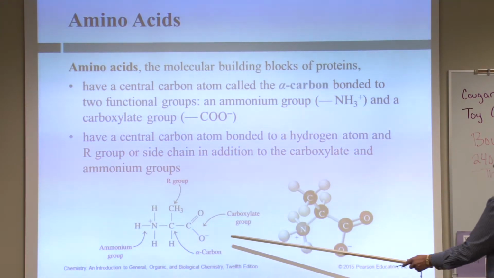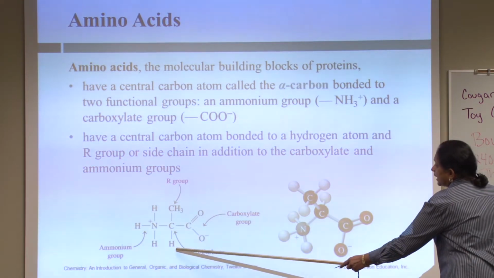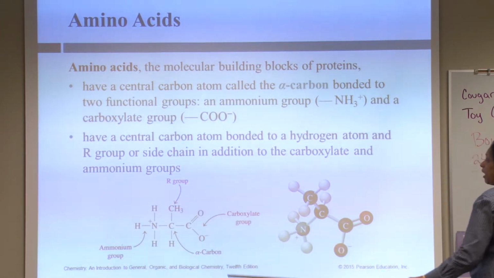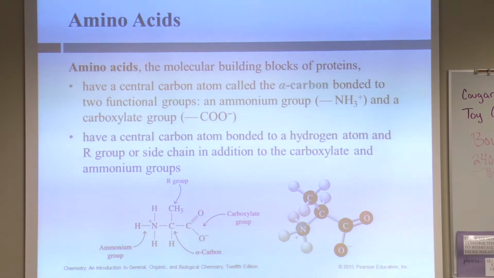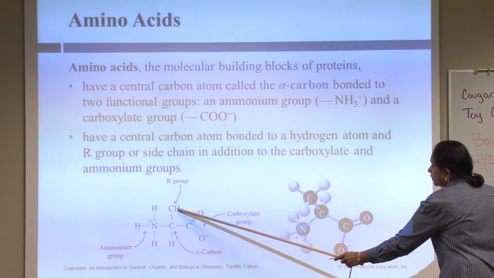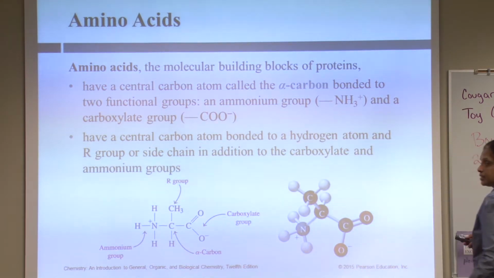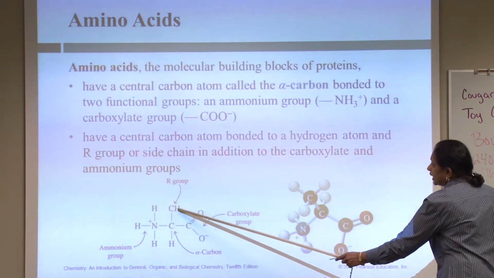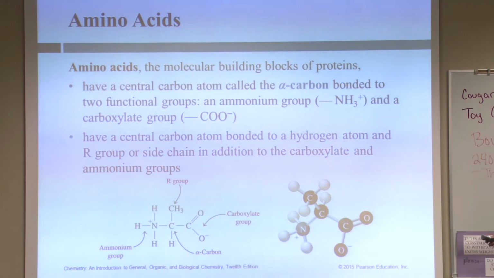This carbon is also bonded to a hydrogen, and in this case a methyl group. This is also called the R group, or the side chain. Amino acids differ because of this R group. There are different R groups present in different amino acids. So if we have to identify amino acids, we look at this R group to identify the amino acid. In this molecule, the R group is a methyl group.